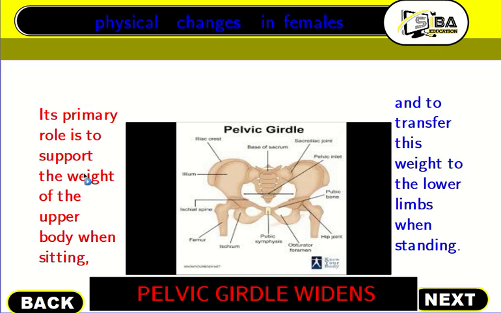And then it transfers the weight to the lower limbs when you are standing. So when you are standing, the pelvic girdle also transfers the weight to the lower limbs so that you can stand firmly. And this is the pelvic girdle. And we are saying that for females, it widens.